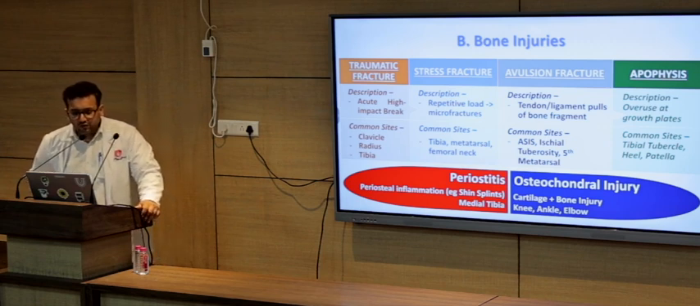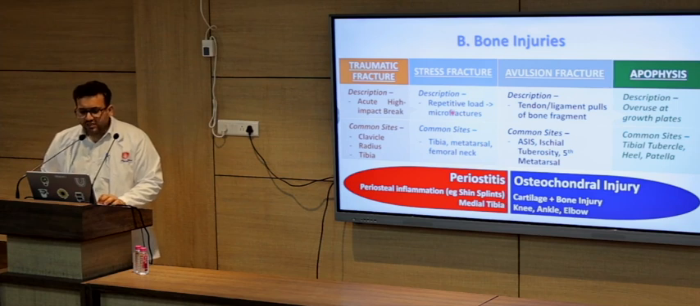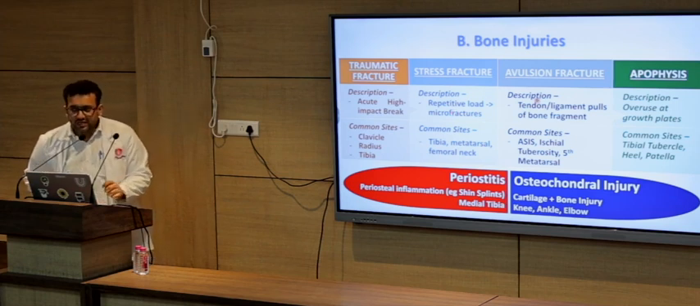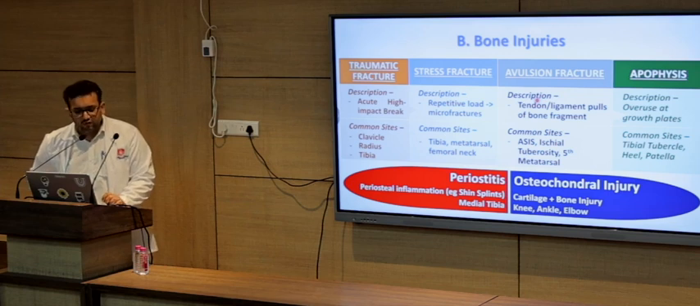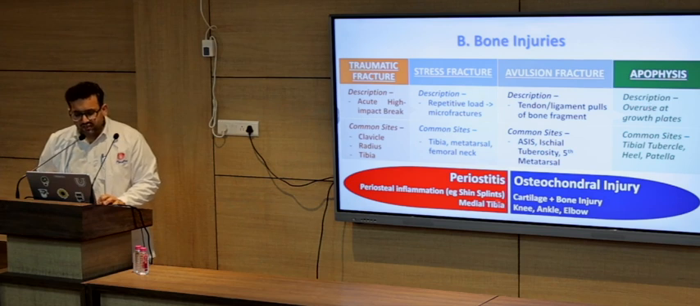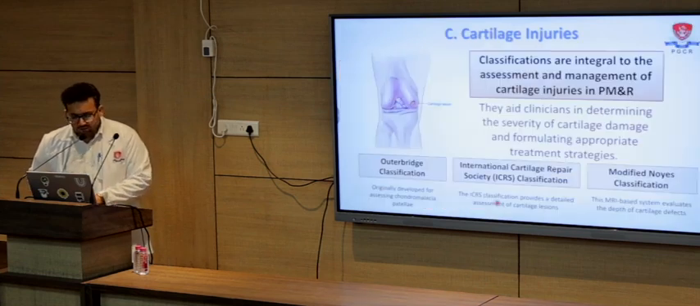Traumatic fractures are usually due to acute high impact breaks. Then a stress fracture is due to repetitive load or microfractures. Avulsion fracture is when a tendon or ligament pulls off a bone fragment. Apophysitis is from overuse at growth plates. Then there is periostitis, that is periosteal inflammation, and osteochondral injury, where both cartilage and bone are involved.